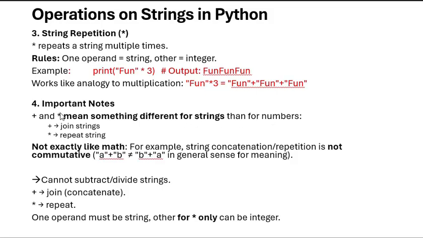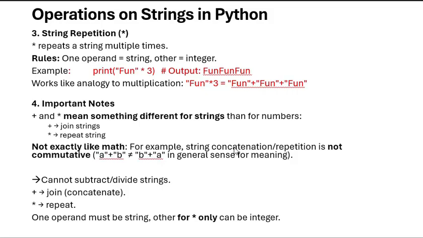If you take multiplication in numbers, it will multiply the two numbers and give the result. And addition is the same. But in the case of strings, it will join the strings. The addition operator works as joining two strings, and multiplication will repeat the strings. Very simple, right? It is not exactly like math.